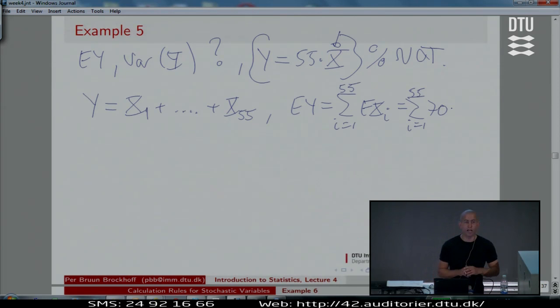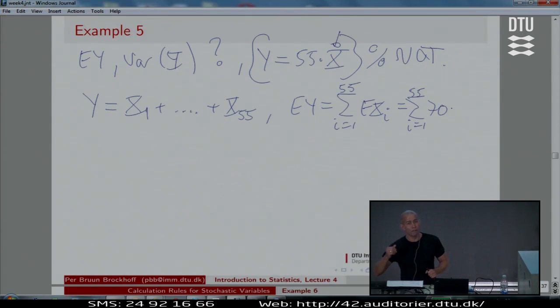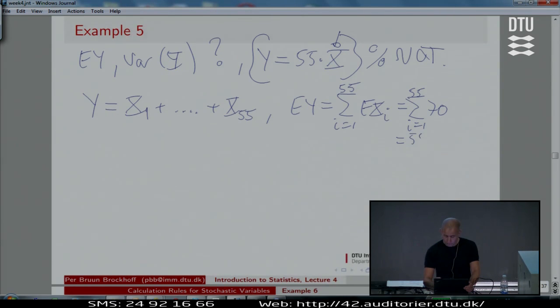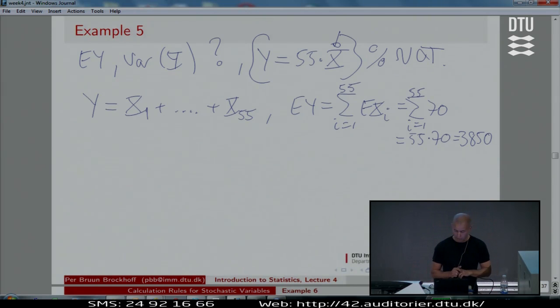Now I have a summation sign of 70, or 70 plus 70 plus 70, 55 times, right? That is 55 times 70, equaling, I wrote here, 3850. At least below 4,000 kilos. Phew, it would not be nice if it was above. Then we had a high risk of overloading, right? At least it's below, but it's pretty nasty close to 4,000 kilos.